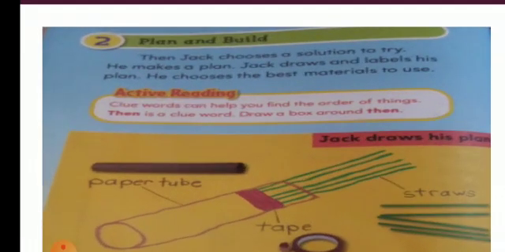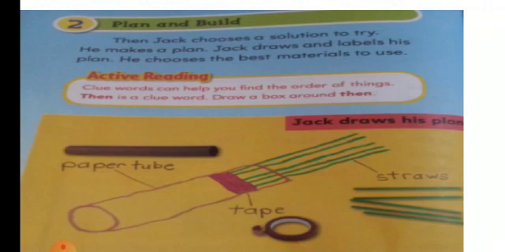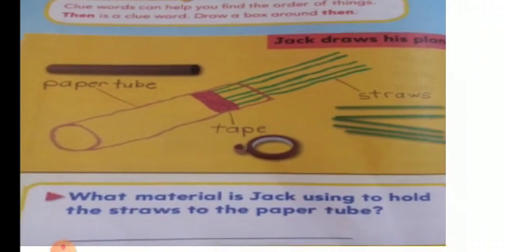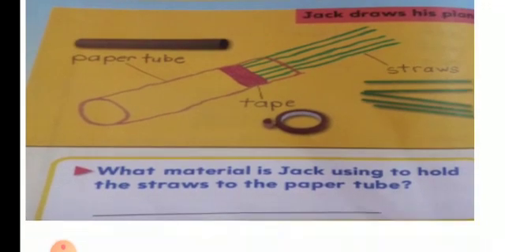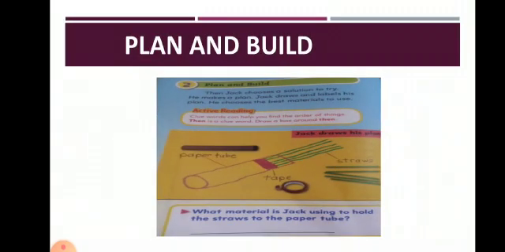And our next step is plan and build. Jack chooses a solution. He needs to try it to figure out if it works or not. So he draws and writes a table of the plans and the kind of materials that he needs. Here we have paper tube, tape, and straws to build a scratcher. This is number 2. So he made his plan and built it.